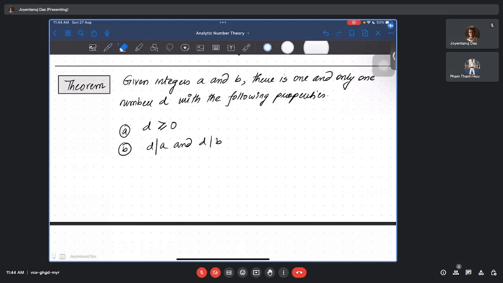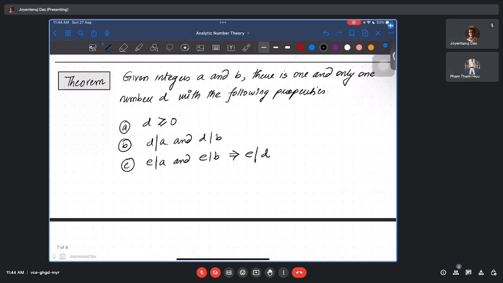And the third property is: suppose e is another common divisor, then this implies that e must also divide d. So there is only one unique such divisor which satisfies all three conditions. The third condition says that every common divisor divides d.